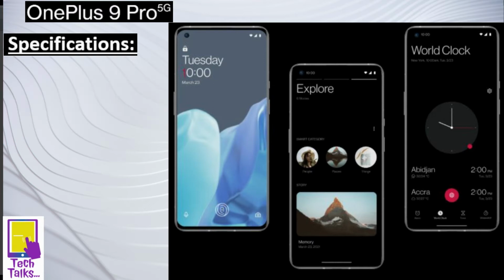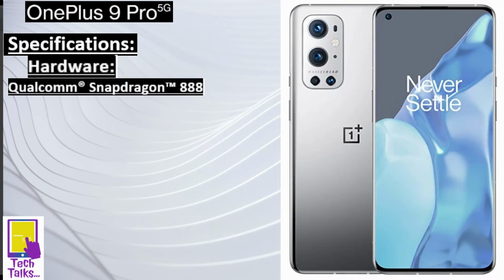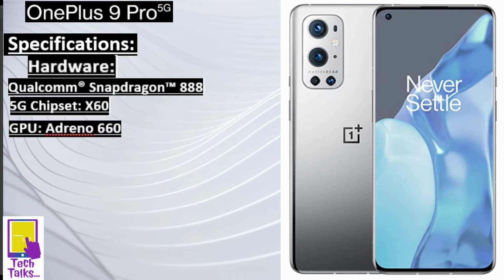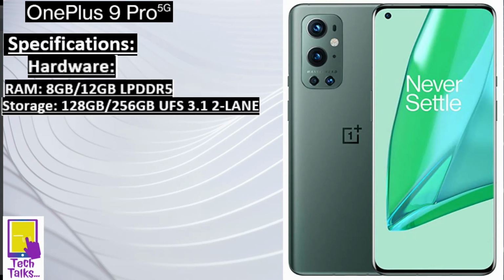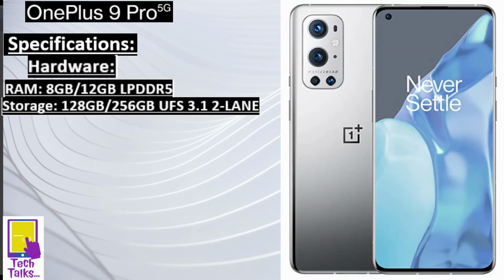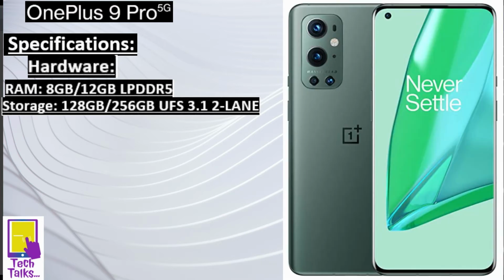Now let's talk about its hardware. So it comes with a Qualcomm Snapdragon 888 processor with the X60 5G chipset and an Adreno 660 GPU, and it comes with two different variants of RAM and storage. The first variant has 8 GB of RAM with 128 GB of storage, and the second variant has 12 GB of RAM with 256 GB of storage.